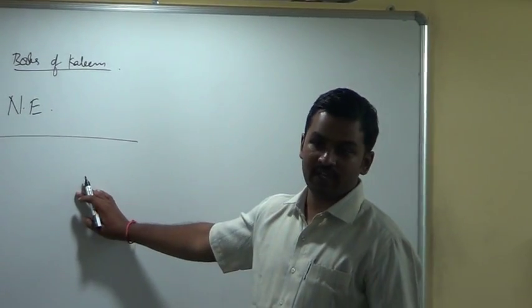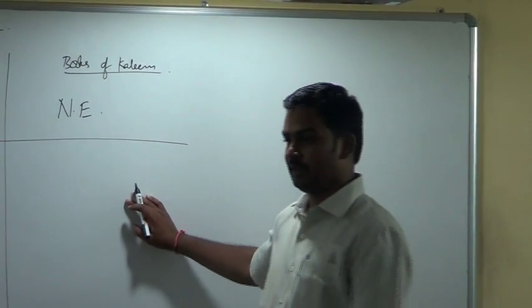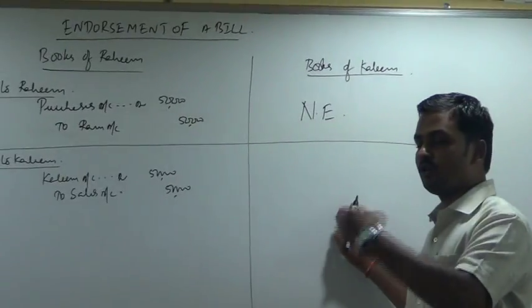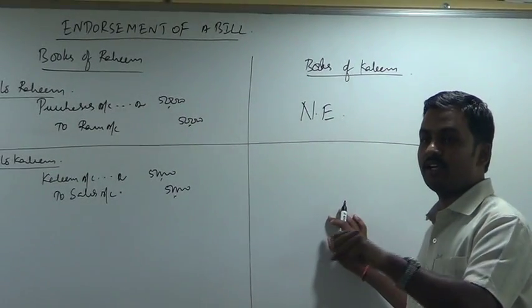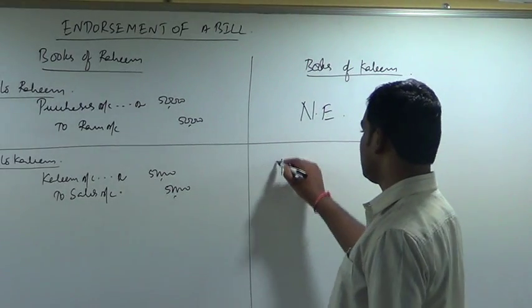What is the entry in the books of Karim? He is buying goods. What is the entry right? Purchase account debtor to Mr. Rahim account.